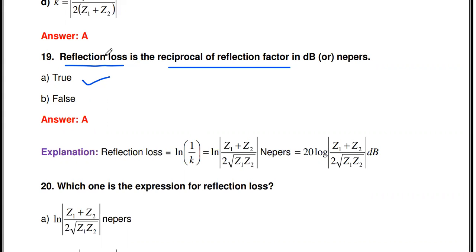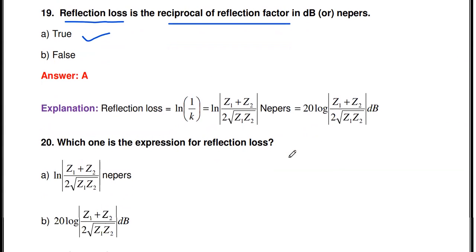Then you may indicate the loss in either meters or dB. Usually the reflection loss is 1 by k, the reciprocal of the reflection factor. If we want to mention it in meters, it is ln of 1 by k. So the formula is ln of Z1 plus Z2 by 2 into square root of Z1 Z2, in meters. Or if we want to mention it in dB, it is 20 log of that particular value. This is the reflection loss.